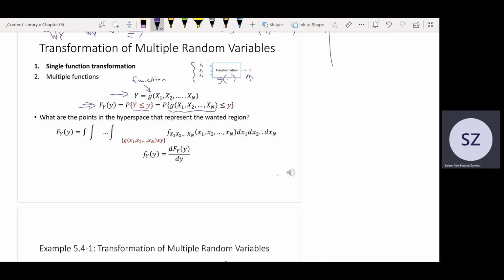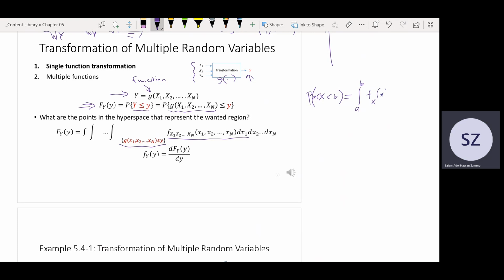Now, in order to find the probability that a function of random variables is less than a number, you simply need to integrate the joint PDF over this region. If you want to find the probability that x is between A and B, you integrate from A to B the PDF of x.